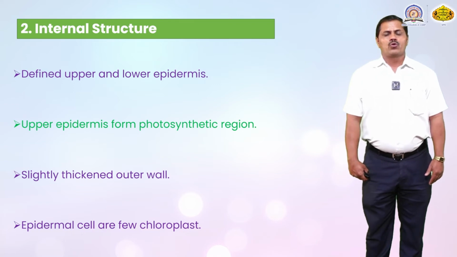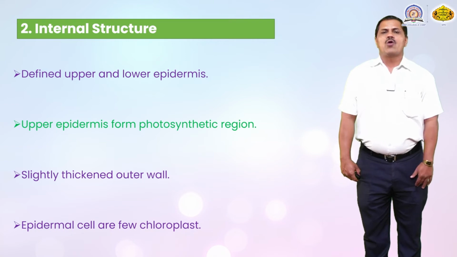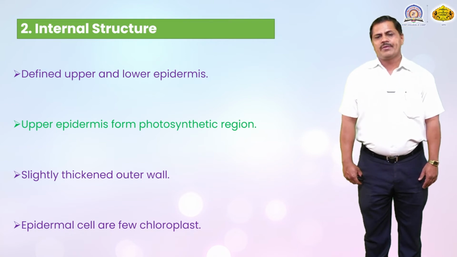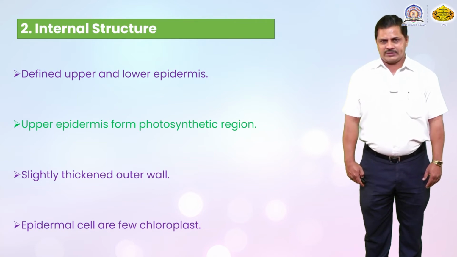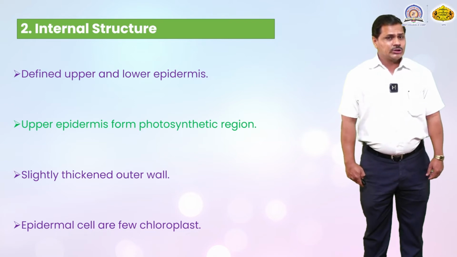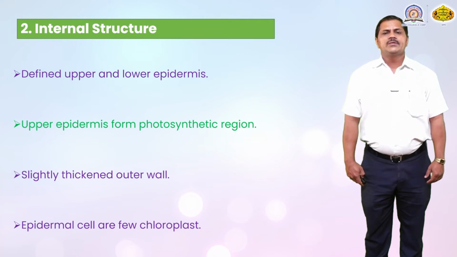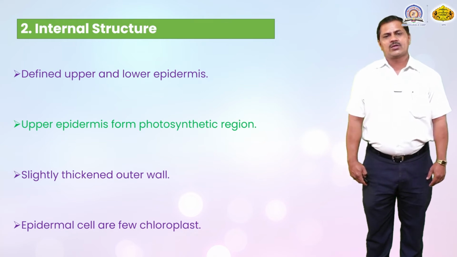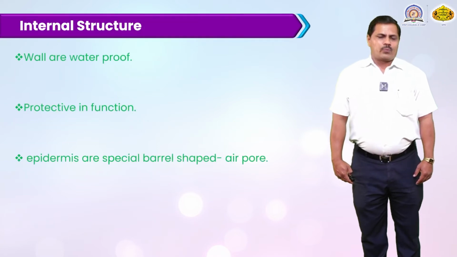The upper epidermis forms the photosynthetic region. They prepare their own food material. The outer wall is slightly thickened; the outermost cell has a very thick wall compared to the inner side. The epidermal cells contain chloroplasts, which are beneficial for trapping sunlight and preparing food material inside the chloroplast.